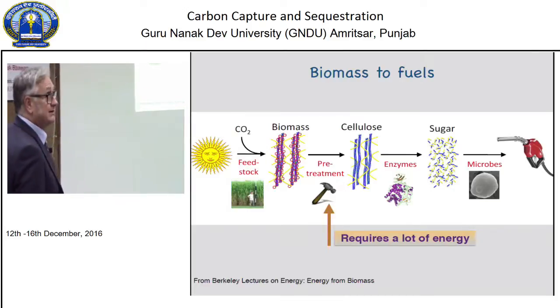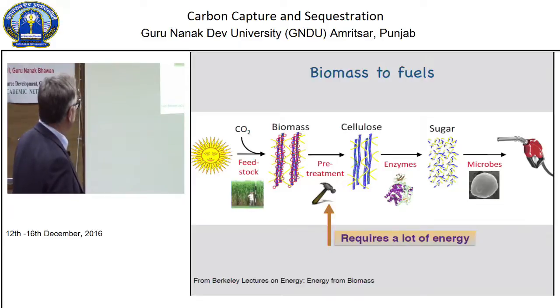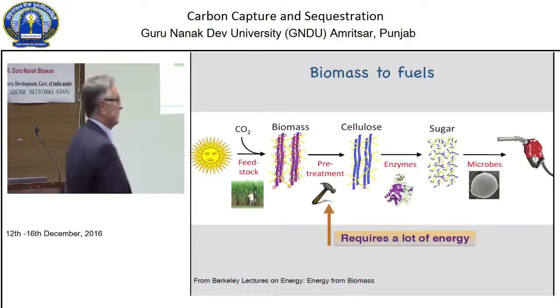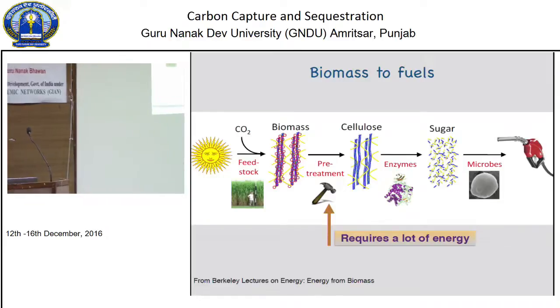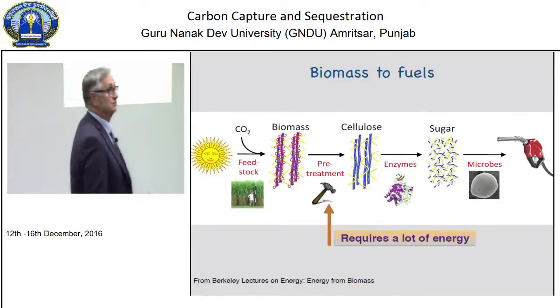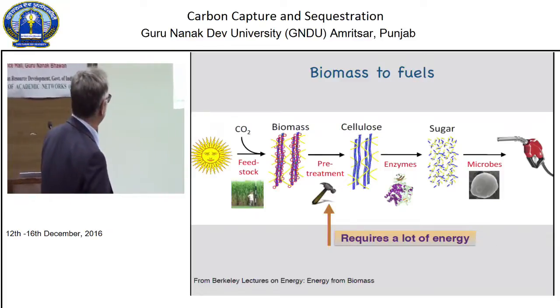Another possibility is to take biomass directly to fuels, and so we might grow miscanthus, which takes up CO2. We have cellulosic biomass. It undergoes some kind of treatment. Enzymes digest it. We produce sugars. The sugars are used to grow microbes. The microbes produce, for example, butanol. Butanol is then a very effective fuel. Okay? So that whole strategy looks particularly good.